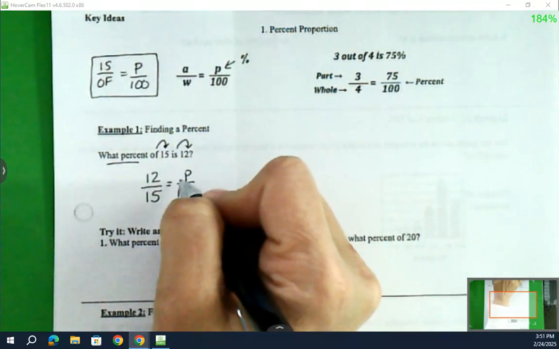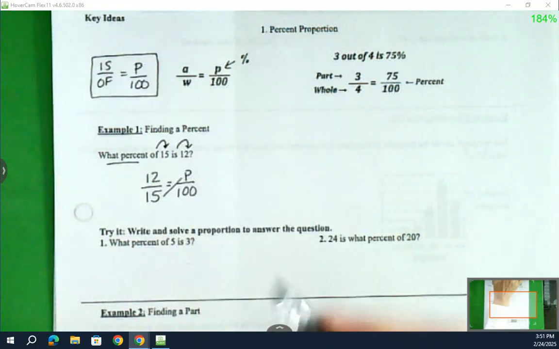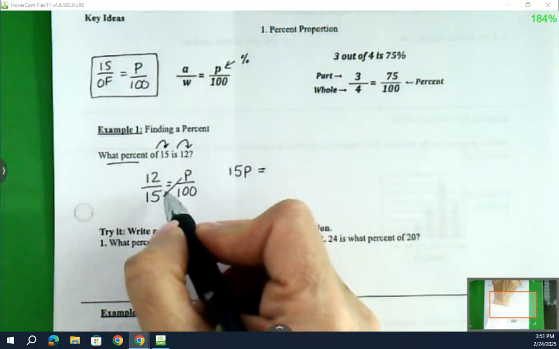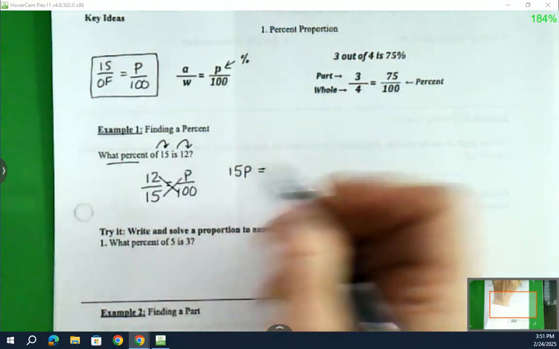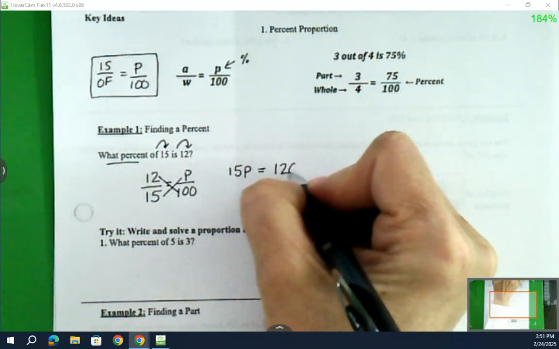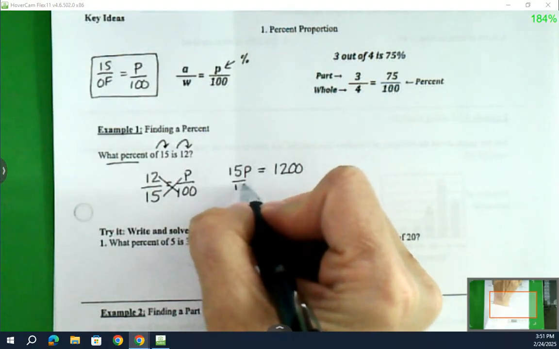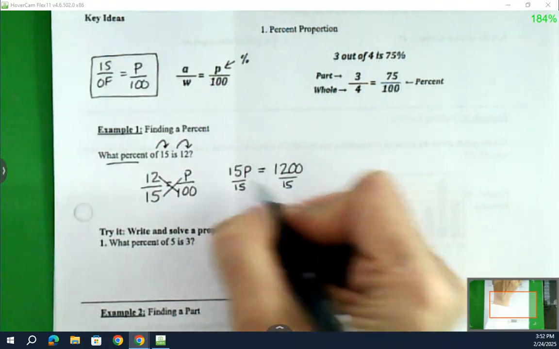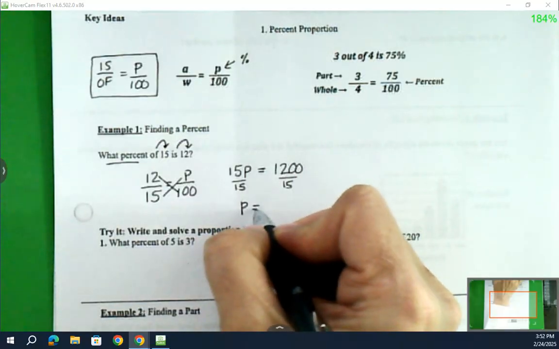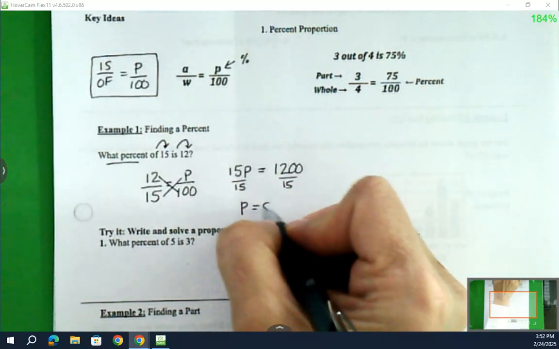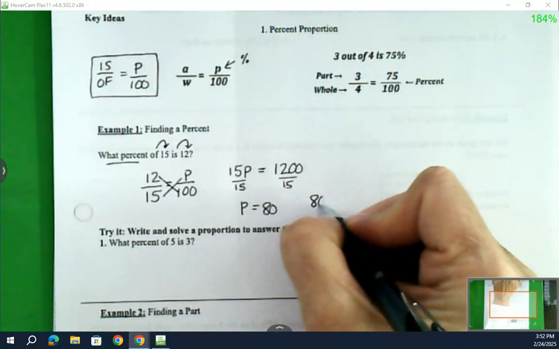So we have, using cross products here, 15 times P is 15P. We're going to set that equal to 12 times 100, which is 1200. To solve for P, we're going to divide both sides by that 15, that coefficient, and we get P equals 80. So that means our answer is 80%.